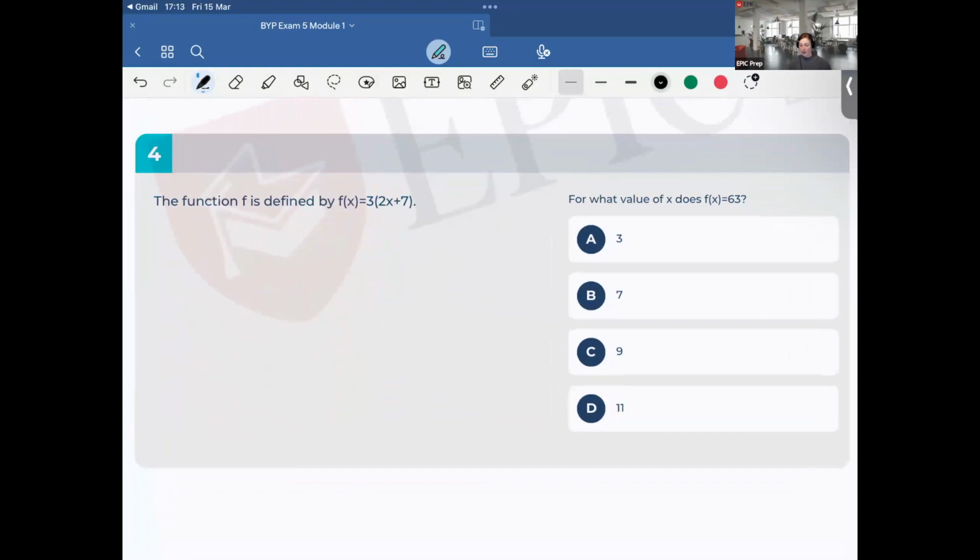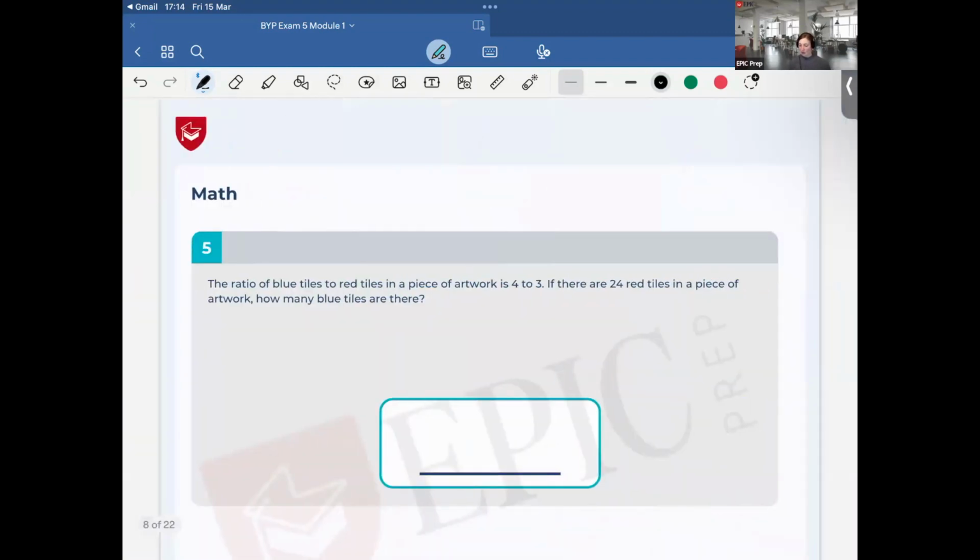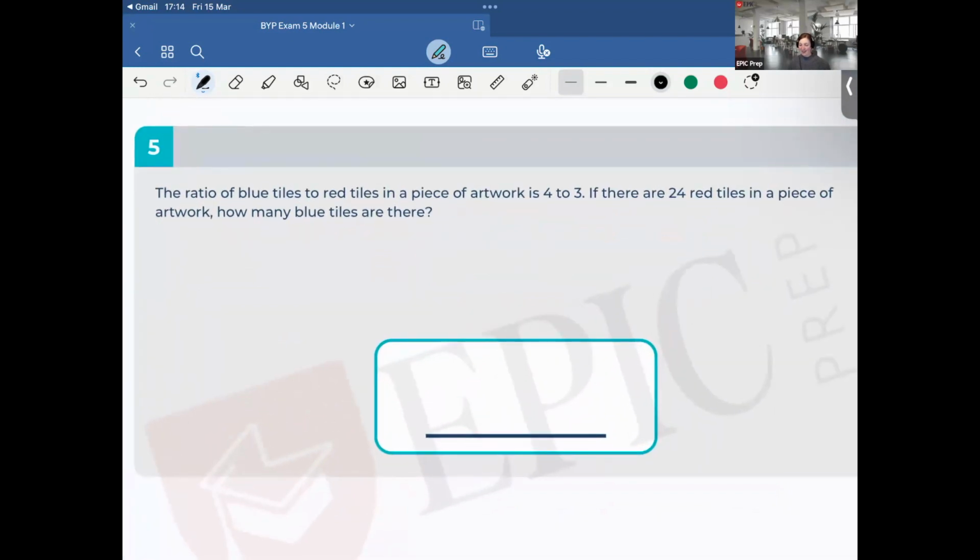The function f is defined by f of x equals 3 multiplied by 2x plus 7. For what value of x does f of x equal 63? Okay, so I just will set this equal to 63. Distribute the 3, so 6x plus 21. Subtract the 21, 42. And 7 will be equal to x, and correct option choice B is our answer. Okay, cruising along. Ooh, ratios.